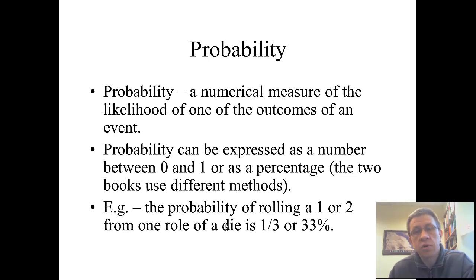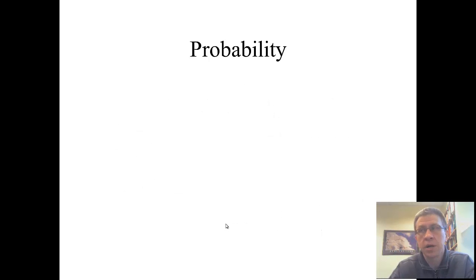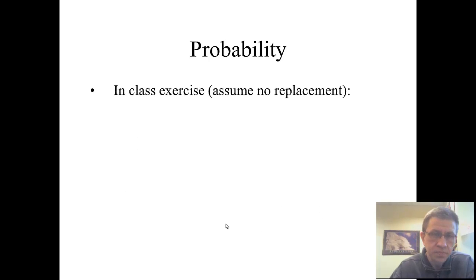So the probability of rolling a 1 or a 2, if you roll a die one time, right? There's 6 numbers on there. The probability you would roll a 1 or a 2, well, it's 2 out of the 6. So 1/3, 0.33, or 33%. Any of those ways are fine. I don't care, as long as when you do your homework or the test, you try to use the same method throughout the problem.